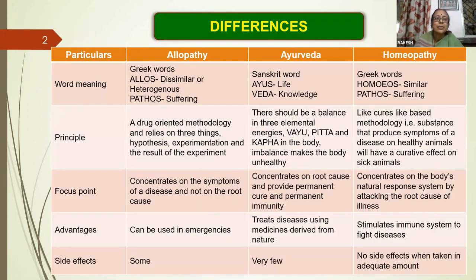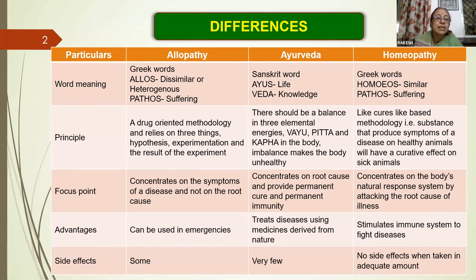First of all, I must tell you the difference between allopathic, Ayurvedic and homeopathic medicine. The word allopathy means dissimilar or heterogeneous, and pathos means suffering. Ayurveda is a Sanskrit word where Ayush means life and Veda means knowledge. And homeo is similar and pathos is suffering. Homeopathy deals with the theory of dilutions. The more dilution, the more effective the drug is.